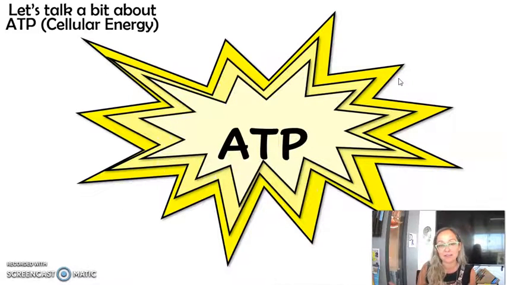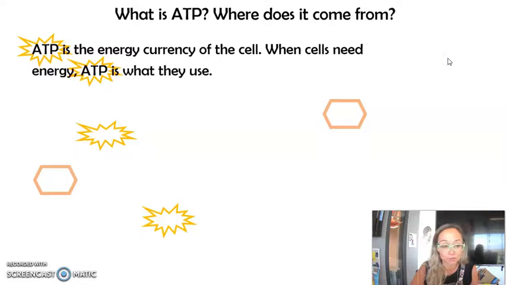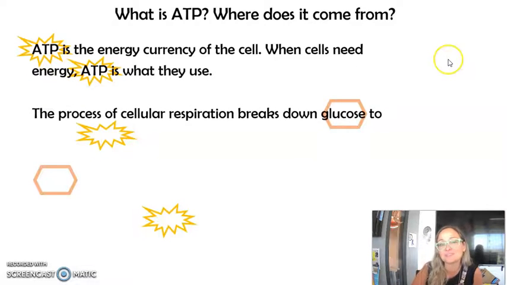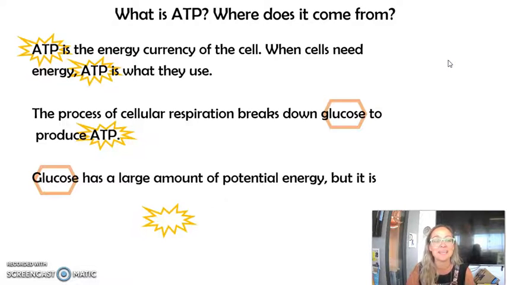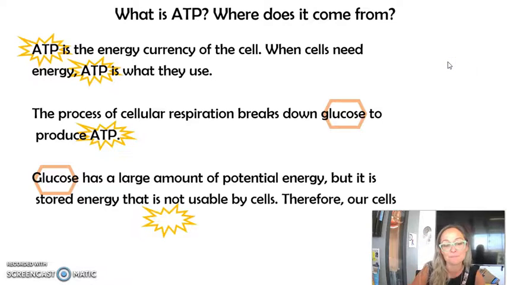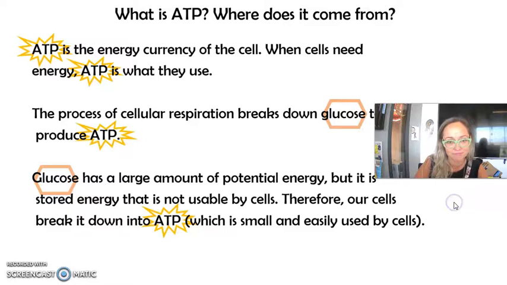And here we are talking about energy, but let's go ahead and define it a little bit and talk a bit about ATP. So ATP is the energy currency of our cell. It's what our cells use for energy. And through the process of cellular respiration, we start with a lot of potential energy in glucose, and throughout the metabolic pathway of cellular respiration, we will break it down and release energy in the form of ATP. However, let's go ahead and talk about the structure of ATP.